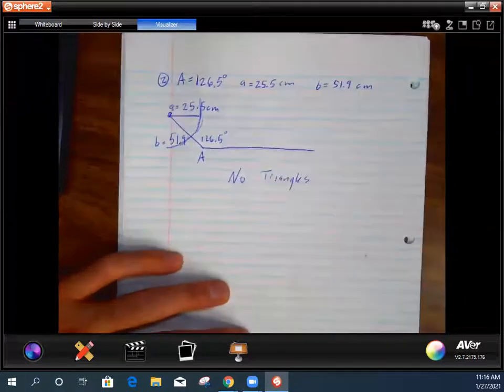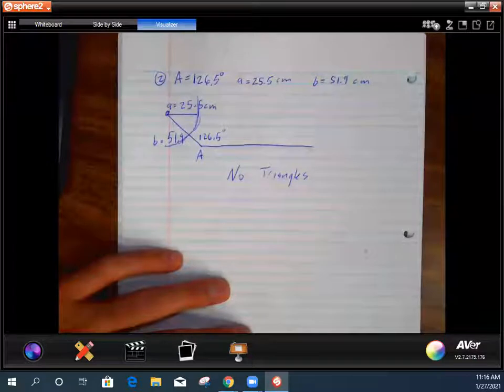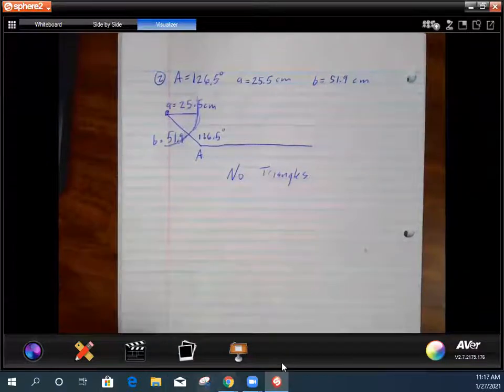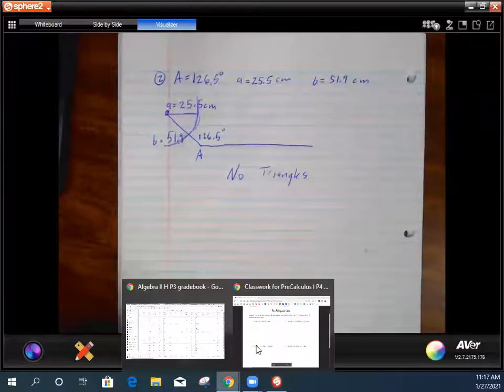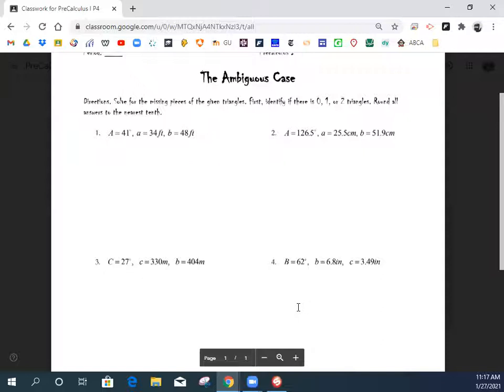So that's nice when you get no triangles. There's no extra work you gotta do. So let's try number 3. Number 3 says we're given that angle C is 27 degrees. You know what, I'm gonna do this on a separate sheet of paper because I have a feeling it's gonna be more than one triangle.